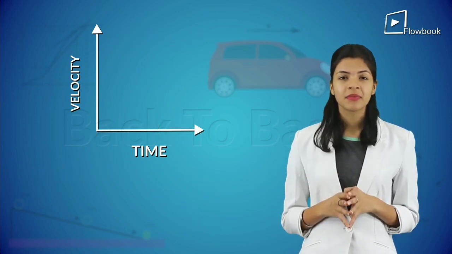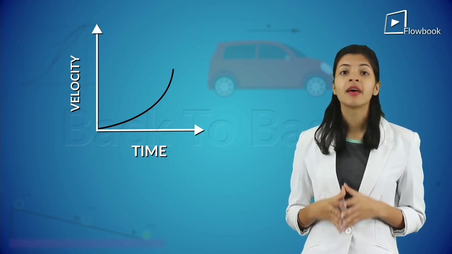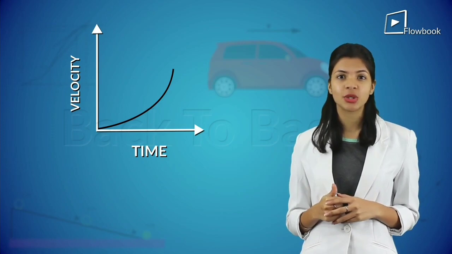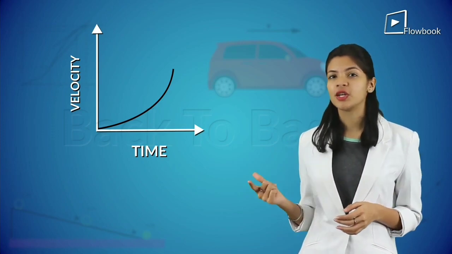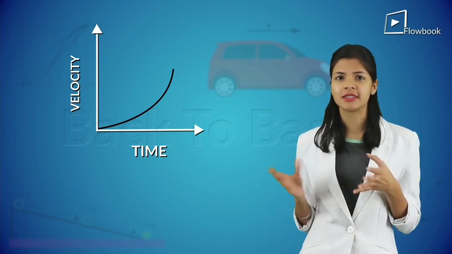And lastly, if the velocity time graph is a curve like this, that means the body is moving with variable acceleration as well as variable velocity. So how do you calculate the displacement here?